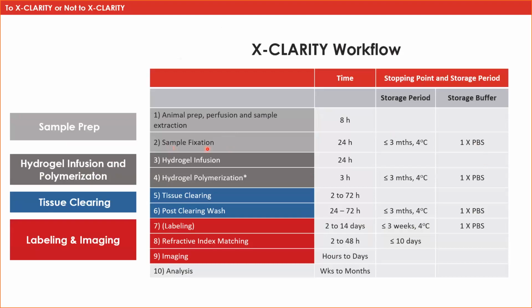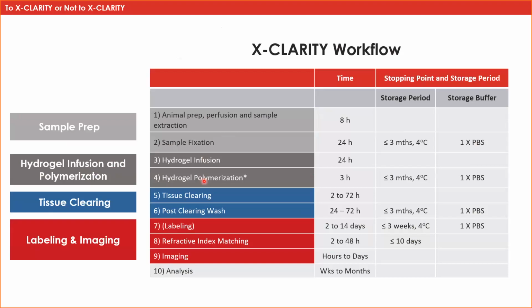The hydrogel infusion, where you incubate your samples in the hydrogel to allow the acrylamide to infuse or diffuse throughout the sample, also goes for 24 hours at 4 degrees. And then comes the hydrogel polymerization. With our polymerization system, this is simply a matter of placing your samples in 50 ml tubes or 24 well plates, closing the lid on the system and pressing run. And 3 hours later, the samples are polymerized.